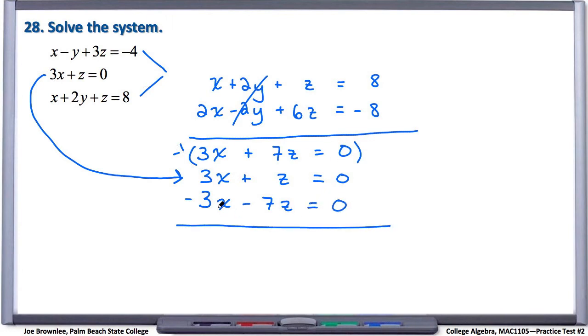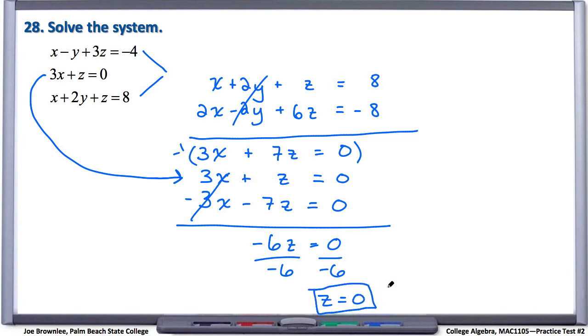And again, we can add vertically now. So 3x minus 3x eliminates. z minus 7z gives us -6z. And 0 plus 0 is still 0. And if we want to get z all by itself, we will divide by -6 on both sides, and that gives us z equals 0.